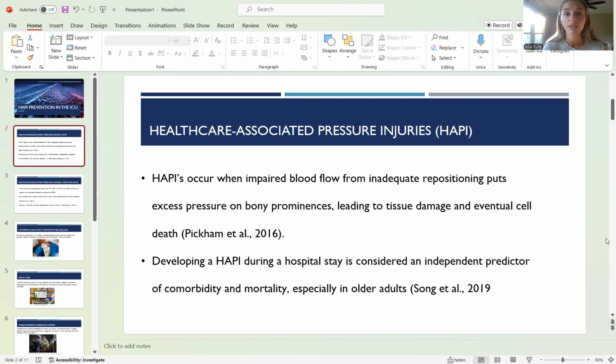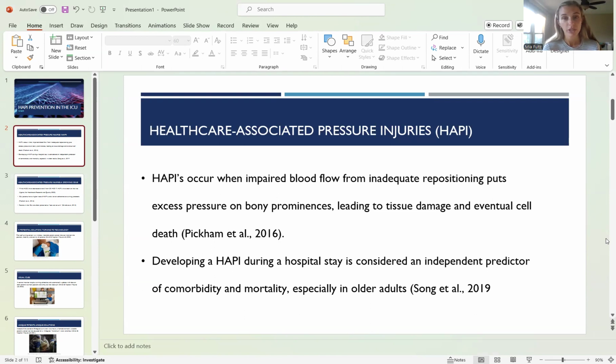So we'll see cerebral palsy or a spinal cord injury, and we see a lot of people who are heavily sedated. These are all other factors that make it hard for patients to reposition themselves and more dependent on healthcare providers to reposition them. Additionally, we see people who are mechanically ventilated. This is another independent predictor of HAPIs.